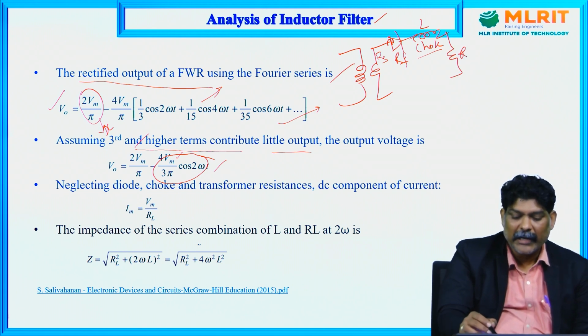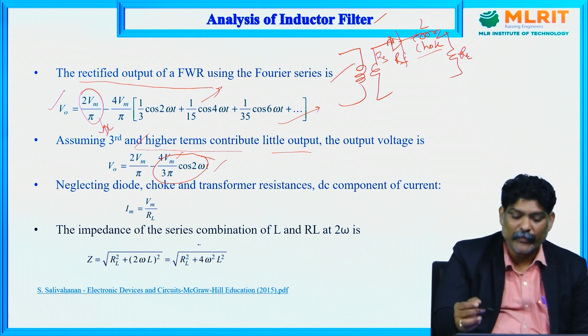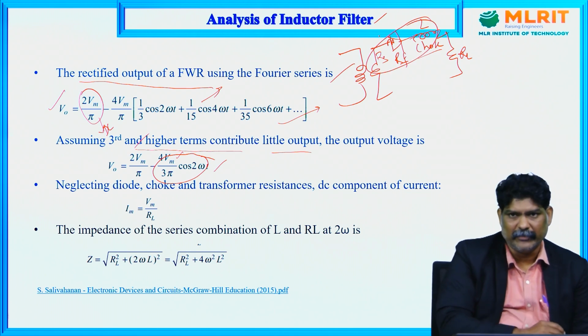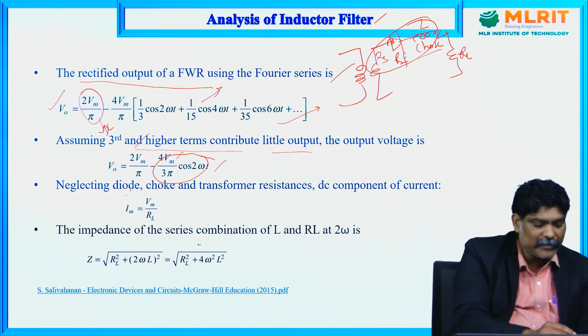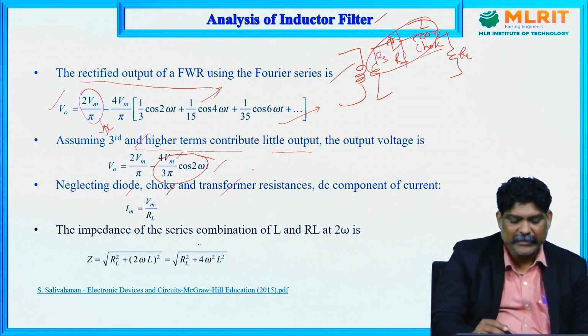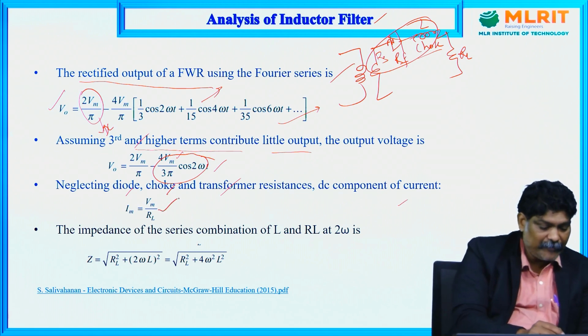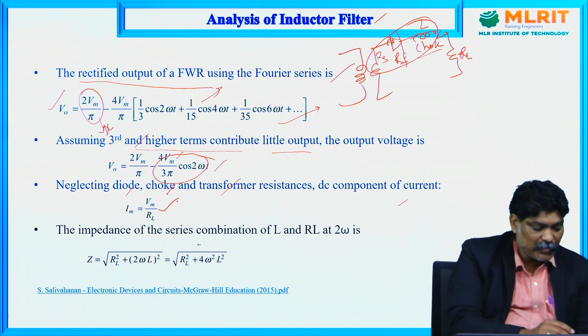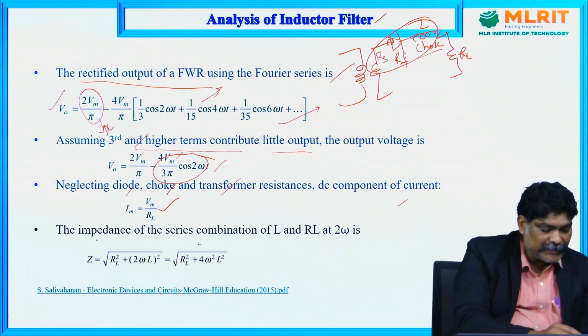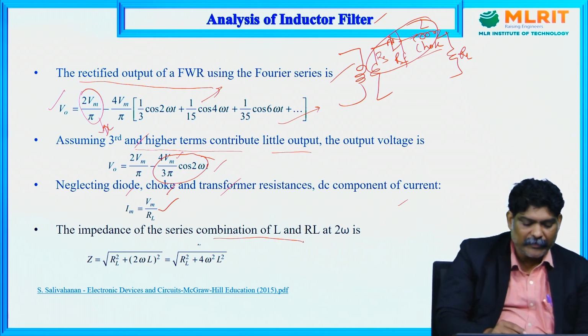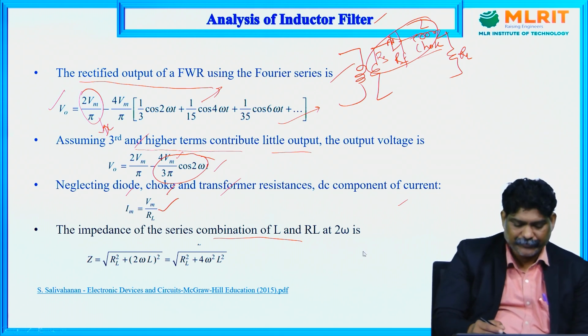Because RL, the load resistance, has a larger value compared to these three resistance values, we can neglect the diode, choke, and transformer resistance. The DC component of current IM is given by Vm by RL. Now let us consider the impedance of the series combination of L and RL at 2 omega, the second harmonic frequency.